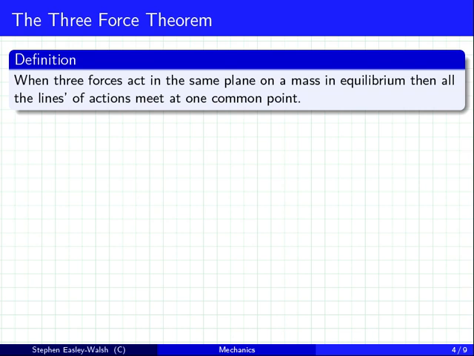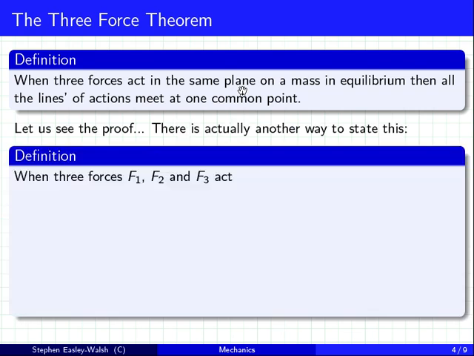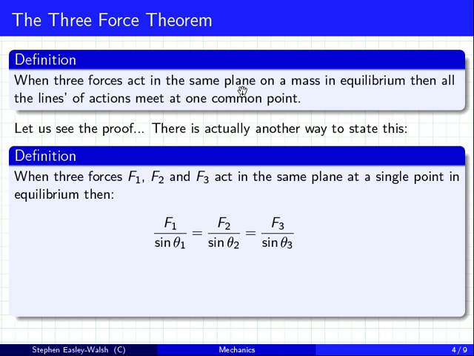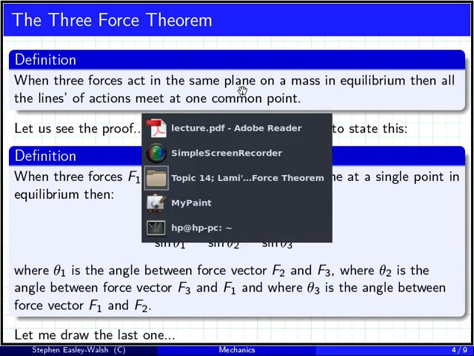Okay, he's got that? Yeah. Now, there is actually another way to state Lami's three force theorem. We can actually give it as a formula. We won't bother with the proof. So when you have three forces, F1, F2, and F3, and they act in the same plane on a single point in equilibrium, then as a formula, you can write it like this. Now, before you write it down, I'll just draw what that means. I explain it here in words, but it's much better to draw this.